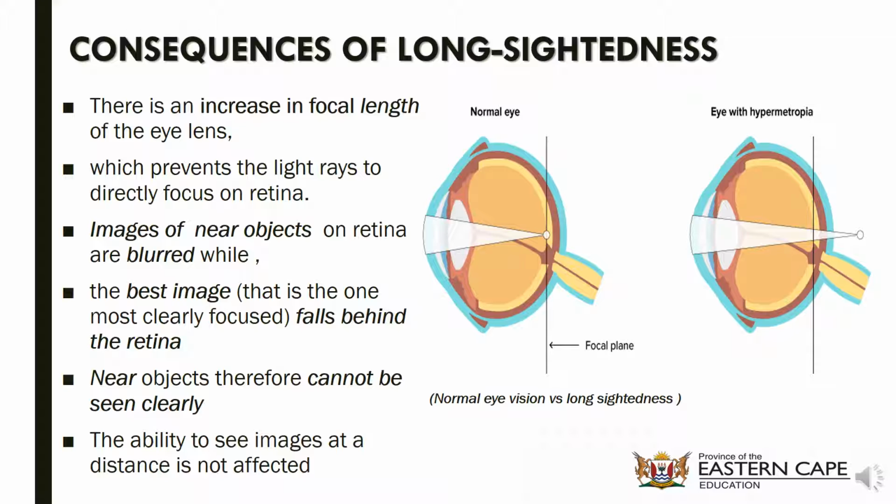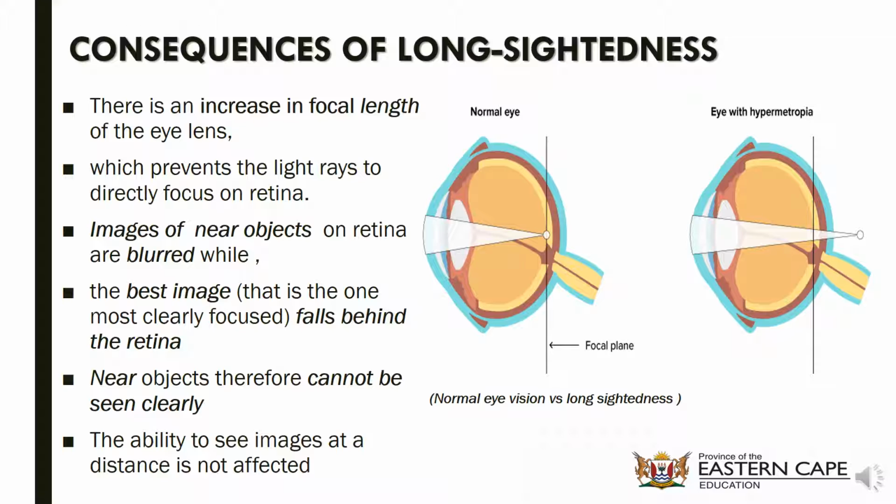The light rays come in, and because the eyeball is short, it means it's going to increase the focal length of the eye. And as it does this, it prevents the light rays from falling directly onto the retina. The light rays have got a greater distance to travel. So the image does not form on the retina, but it forms behind the retina.